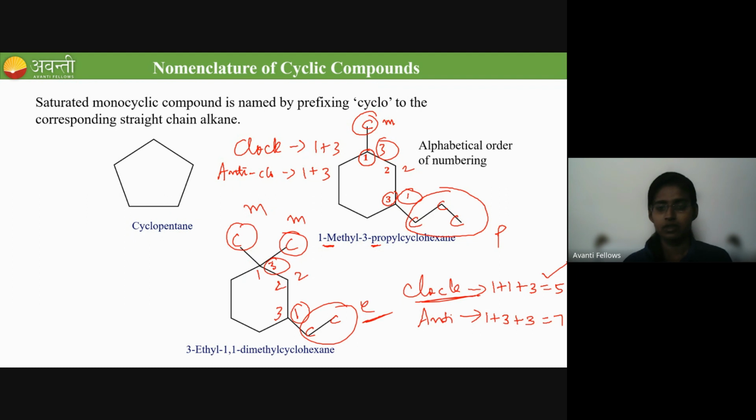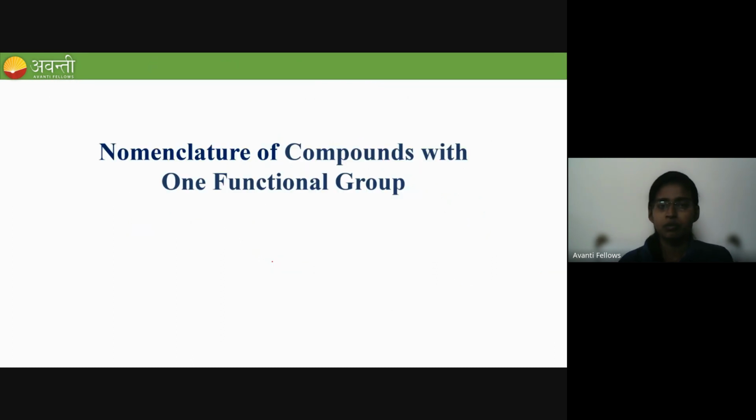Okay, clear for all? Any doubt from this? Any doubt from the lowest locant rule or for naming the compound? Shall I go for the next one? Yeah, good. So, we will move on to the nomenclature of compounds with one functional group.